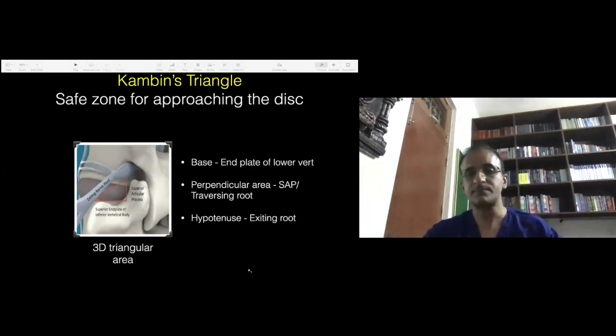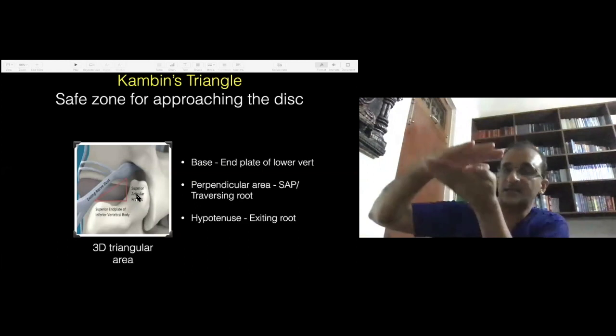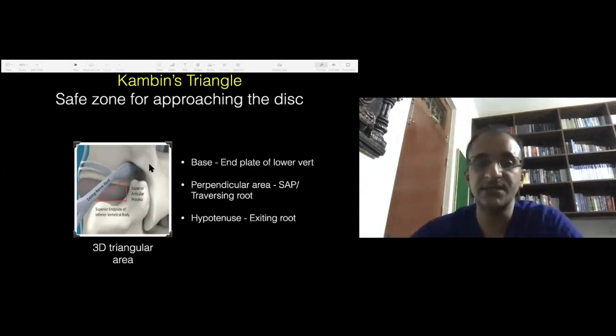Now, this triangular area, the base is formed by the superior end plate of the inferior vertebra. Then you have the superior articular process, so the under surface of the superior articular process, and the hypotenuse is formed by the exiting nerve root.